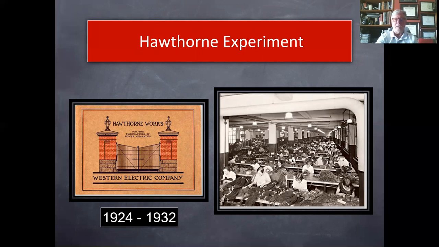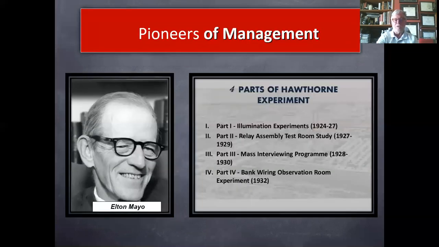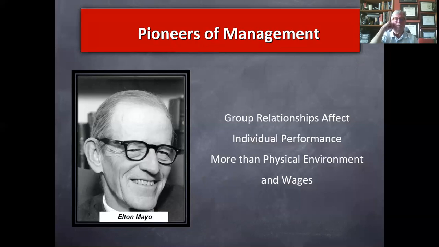Now, what he concluded, and again, this is a list of all these different tests, that the biggest influencers were that group relationships affect individual performance more than physical environment and wages. So in some of his studies, I think there were 4 of them over those years, he found that the groups that would collaborate on technical problems associated with productivity had better working relationships and better productivity than all the other experiments that he incorporated that had to do with environment.